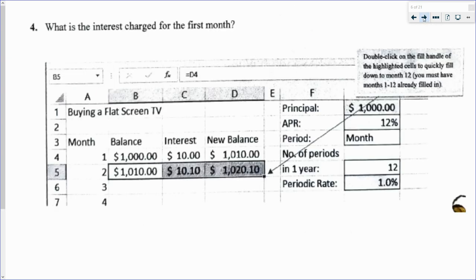So I'll show you an example of a spreadsheet. So what they've done here, let's just take a look at this. They've said, okay, my principal is $1,000. My APR, 12%. The period is monthly. How many periods do we have in 1 year? We have 12. And we're not sure what they did here. Maybe they just typed that in, or maybe they wrote a formula. So they might have written a formula here that says, let me get, sorry, I don't have my pen.